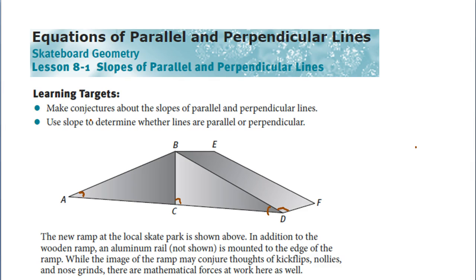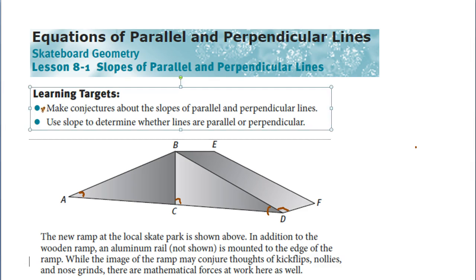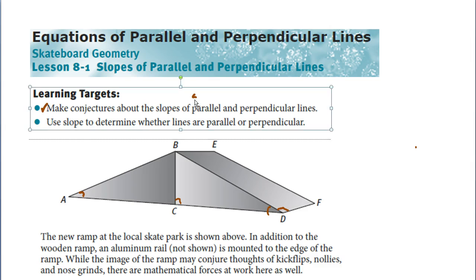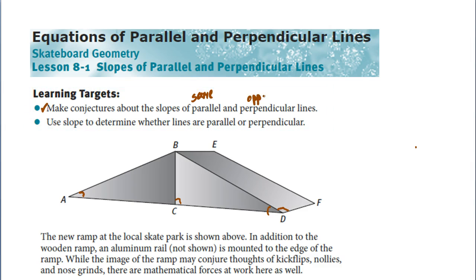Right, in this lesson, we made some conjectures about the slopes of parallel lines and perpendicular lines. We said that the slopes of parallel lines would be the same. And we conjectured that the slope of perpendicular lines would be opposite reciprocals. We're also able to use slope to determine whether lines are parallel or perpendicular. Think about how you would do that.